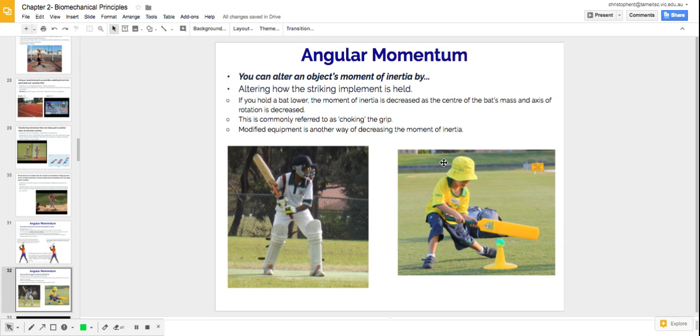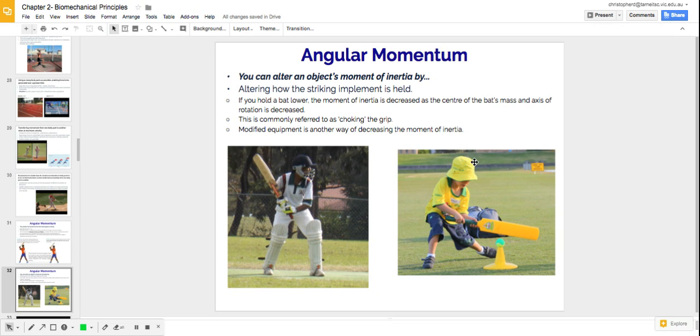Now, you can alter an object's moment of inertia by altering how a striking implement is held. If you hold a bat lower, it'll decrease the center of the bat's mass and the axis of rotation. So if we use our little example here, you can see that our little cricketer is holding the bat a lot further down. This is commonly referred to as choking the grip, and it's in both examples. Okay, that gives them greater control, and it decreases the center of mass. So it feels like it weighs less, and there's less rotation.